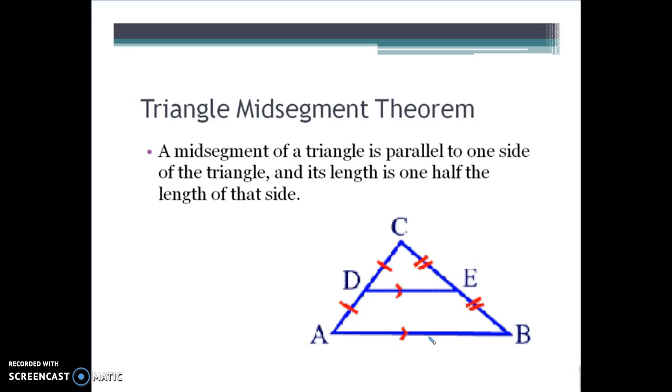The triangle midsegment theorem says a midsegment of a triangle is parallel to one side of the triangle and its length is 1/2 of the length of that side. So this arrow right here denotes that these two lines are parallel. DE is a midsegment and it's parallel to the opposite side. DE connects sides AC and CB, and so it's parallel to the opposite side, AB. Not only is it parallel, but it's half as long. So if DE were X, that would make AB 2X. It's half as long.